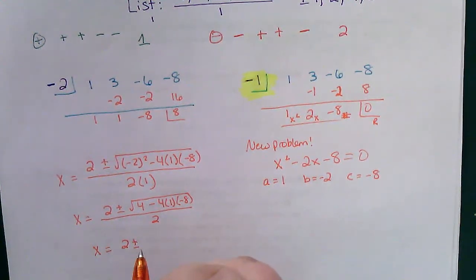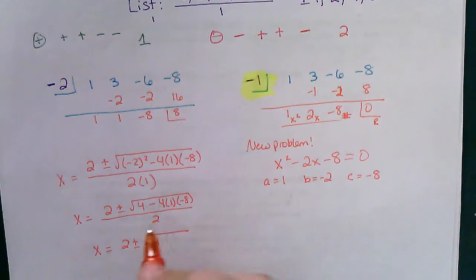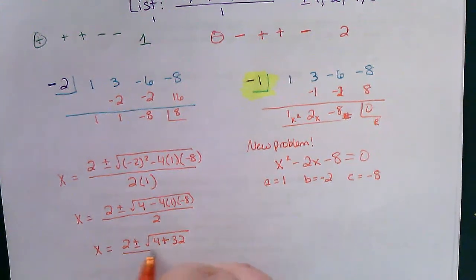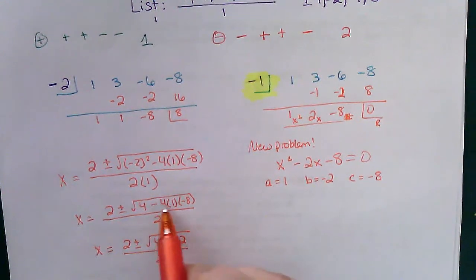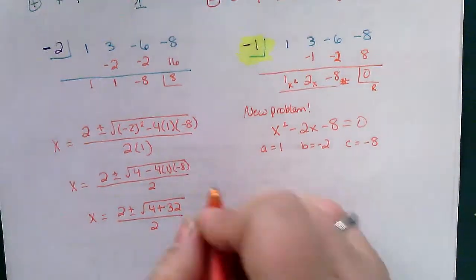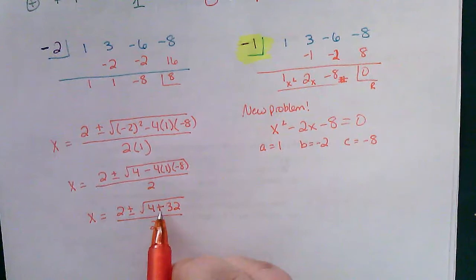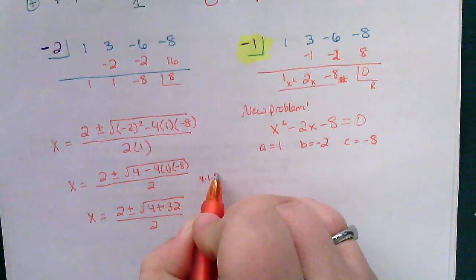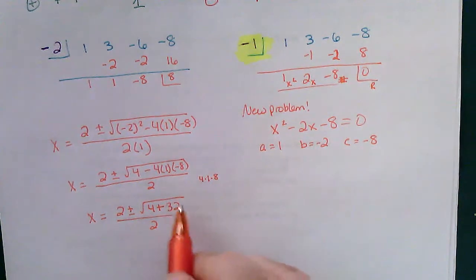Okay, so when we have this next step, we need to count our negatives. So I have 4, I have a negative and another negative. 2 negatives make a positive. And then I do 4 times 1, which is 4, 4 times 8, which is 32. So notice when I was multiplying those, I ignored the negative signs. So that's what you do. You count the negatives to figure out if this is a plus or a minus, and then you just multiply them without their negatives to get this number.